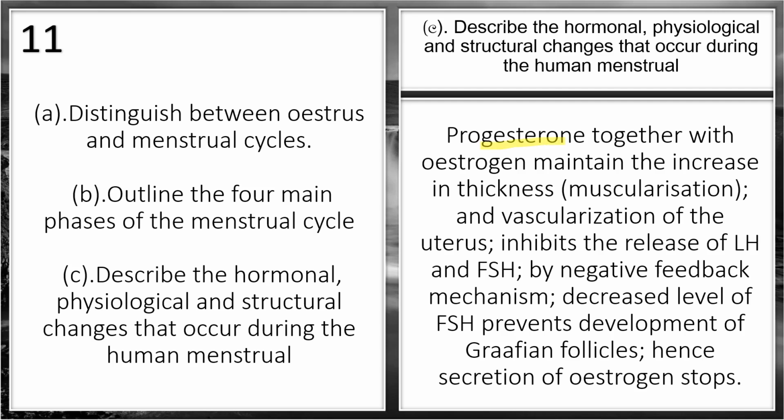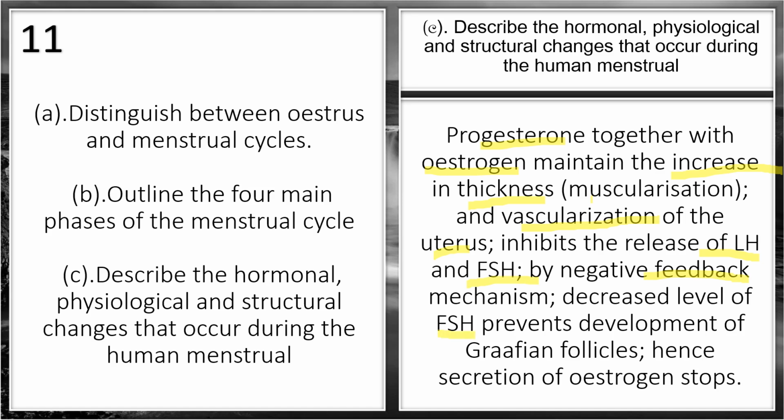Progesterone, together with oestrogen, maintains the increase in thickness, muscularization, and vascularization of the uterus. They inhibit the release of luteinizing hormone and follicle-stimulating hormone by a negative feedback mechanism.